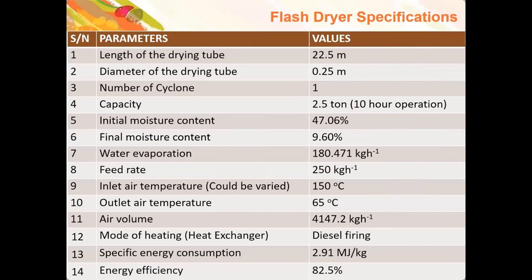The table on the slide shows the specifications of the flash dryer installed at Firo. The length of the drying tube is 22.5 meters, which satisfies the minimum requirement length for a dryer at small scale. The initial moisture content of the wet cake was 47.06%, which reduced to 9.6%. The specific energy consumption of the dryer was determined to be 2.91 megajoule per kg, while the energy efficiency was found to be 82.5%.